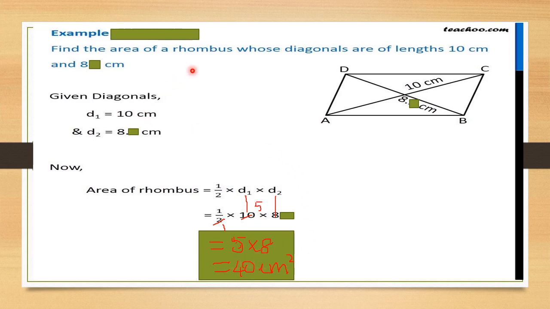So if they are asking for the area directly, we can do it like this. And if they ask for the cost of leveling this rhombus-type land or whatever it may be, we just have to multiply the cost along with this answer. That's all. Yes, children?